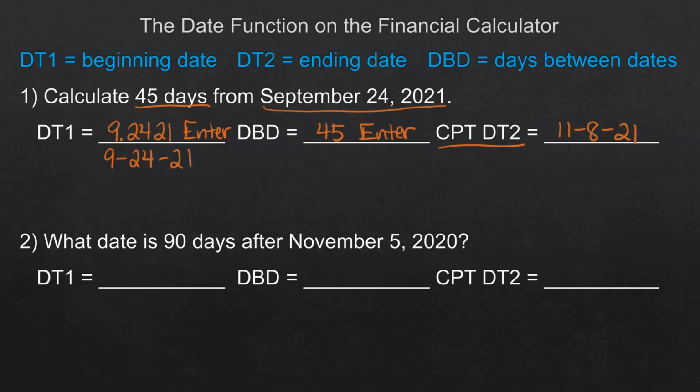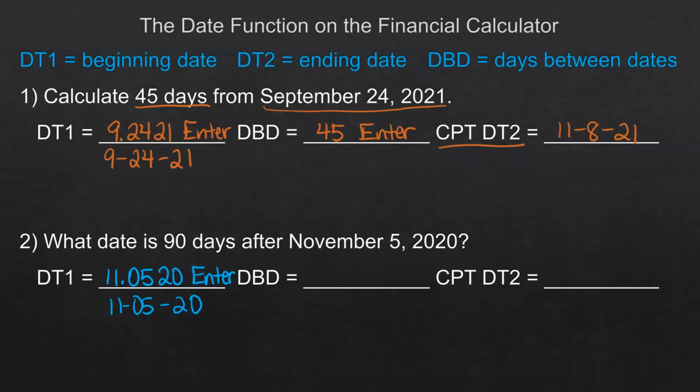The next one is we're going to do what date is 90 days after November 5th, 2020. So on DT1, we're going to put November 5th. We have to put a 0 before the 5 because we need 2 digits, and then a 20, and then enter. Once you've pushed enter, remember it should look like this on your screen. Yeah, it does put in a 05 on your screen when it shows that date too.